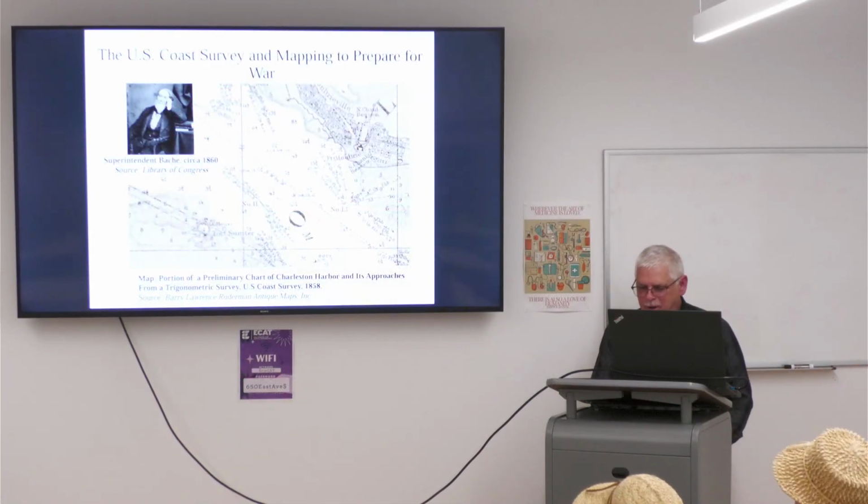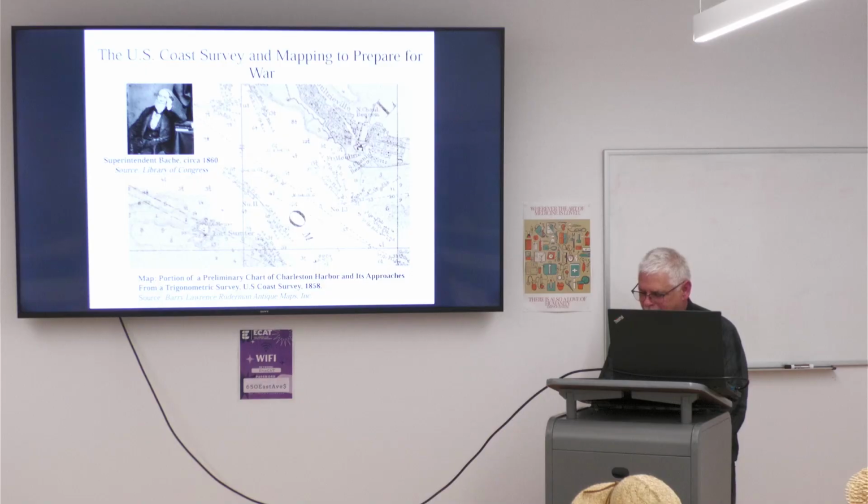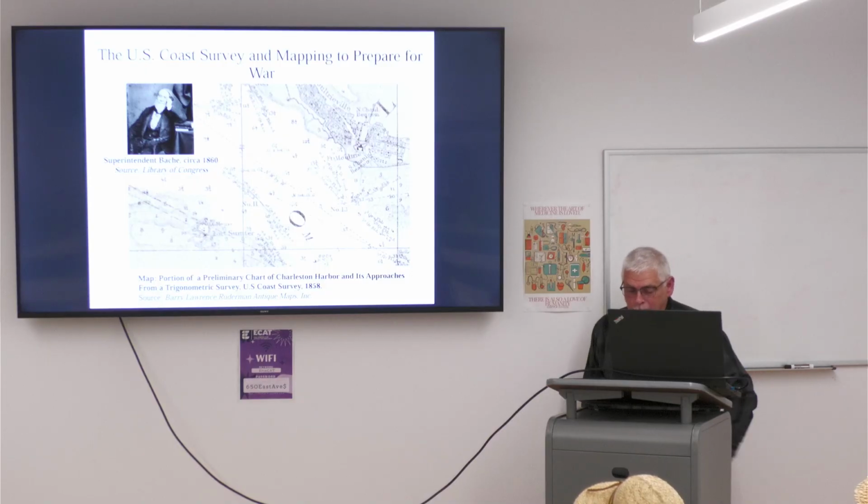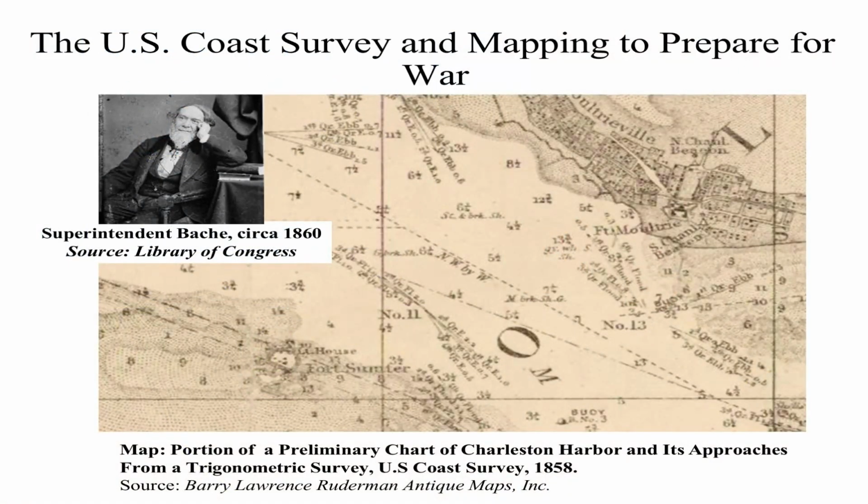So let's look at the premier U.S. government mapping agency at that time, who's going to make the maps we're going to look at. The U.S. Coast Survey was established in 1807 by President Jefferson to create accurate navigational charts of the nation's coastline and harbors. In the late 1850s, many leaders in government could see the potential for coming war, and the superintendent, Alexander Bache, was one of these men.